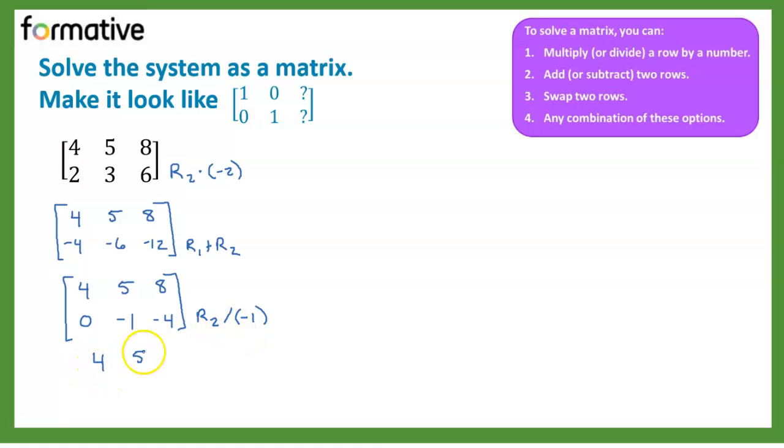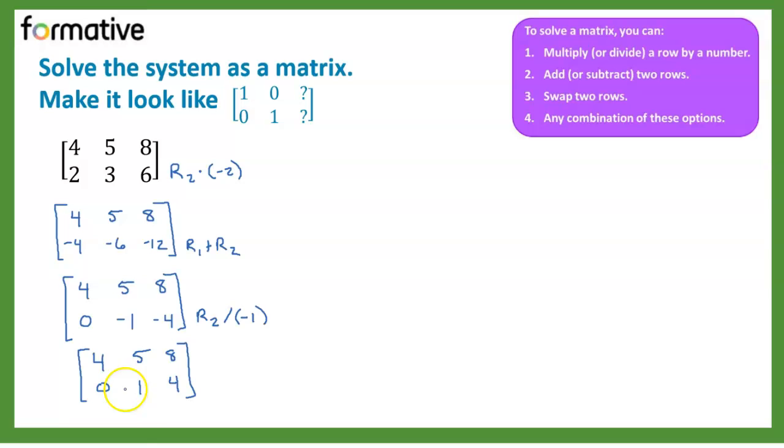So we didn't change row 1. 0 divided by anything is 0. -1 divided by -1 is positive 1. -4 divided by -1 is a positive 4. There's our y value. Our y value has come out. Now we just need to get our x value.